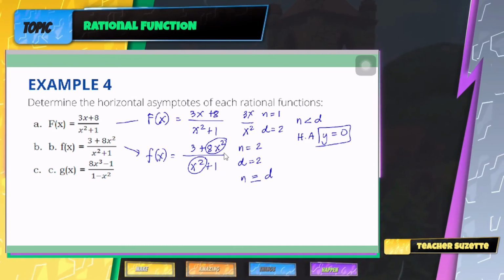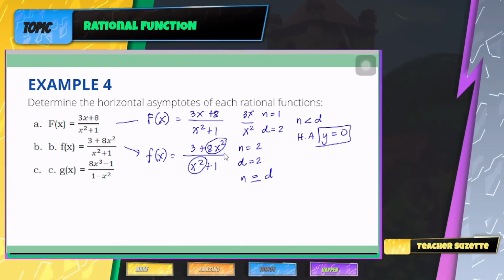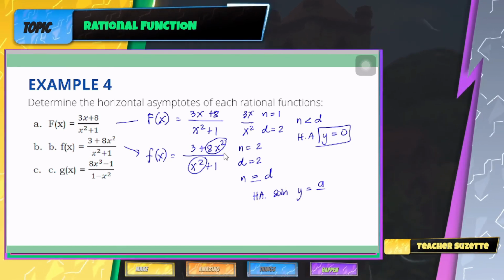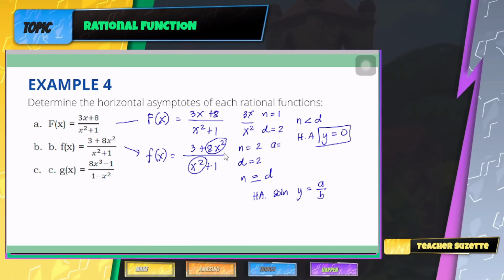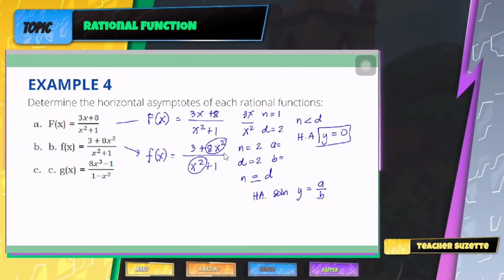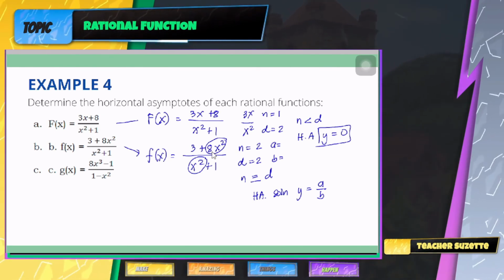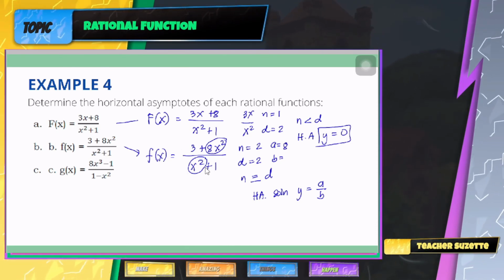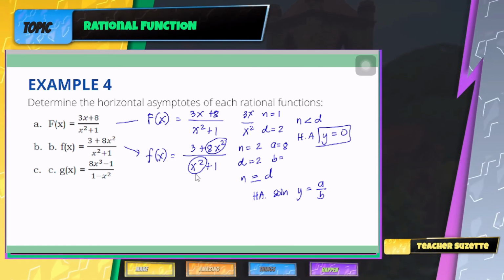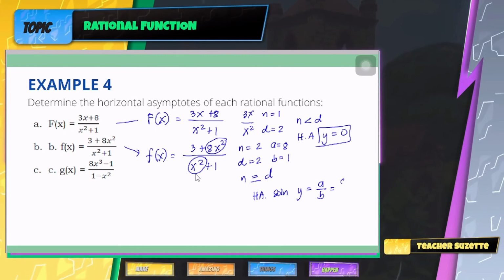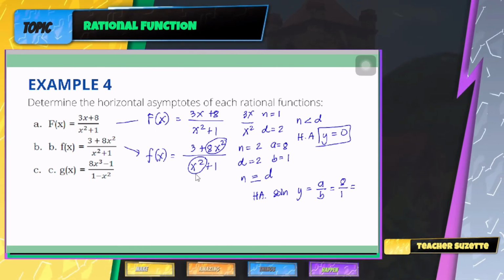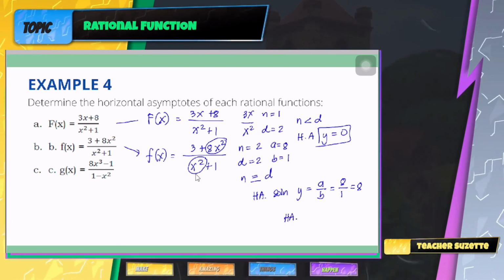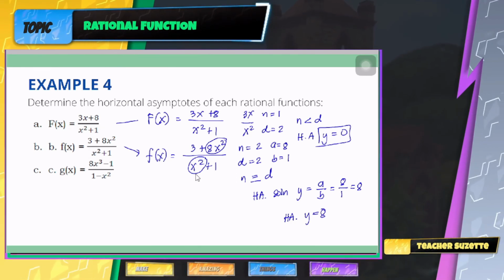So, for you to solve for your horizontal asymptote, you will solve for y is equal to a over b. And what is our a? And what is our b? So, base po dito sa ating leading term, ang ating leading coefficient for our numerator is positive 8, while in our denominator, the leading term has a leading coefficient of 1. So, substitute na po natin. You will have 8 over 1, which is equal to 8. So, therefore, our horizontal asymptote is y equal to 8.